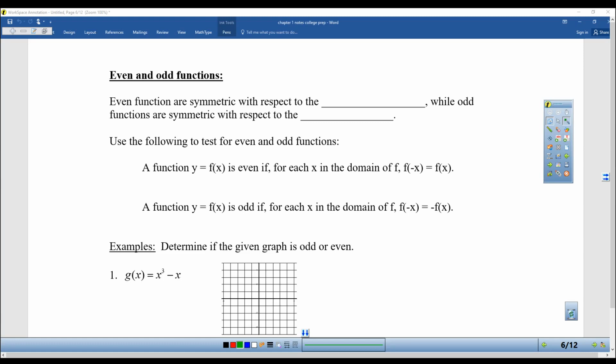So, even and odd functions. Even functions are symmetric with respect to the y-axis, while odd functions are symmetric with respect to the origin. You actually already learned this, so the good news is this is nothing new. We're just giving it a name.